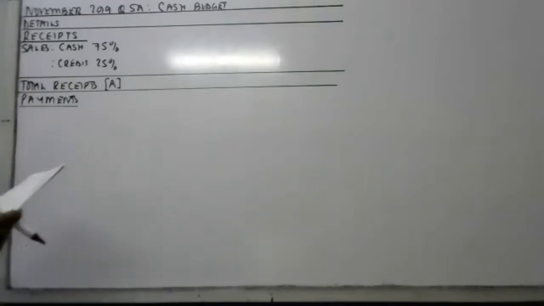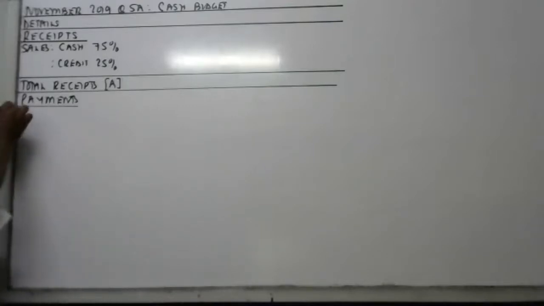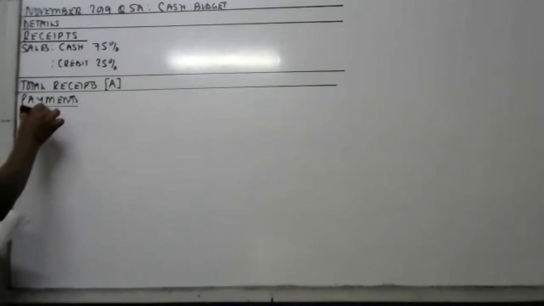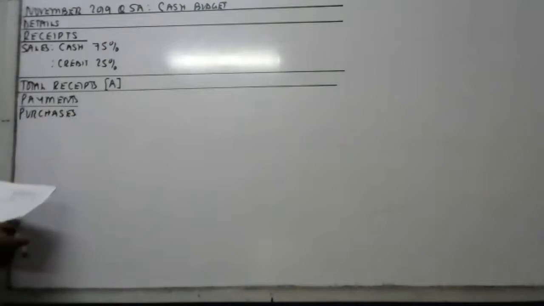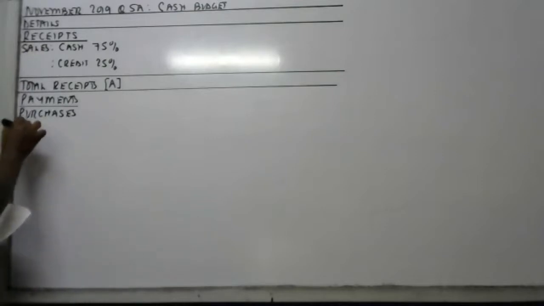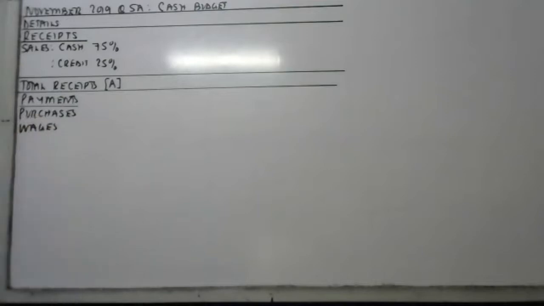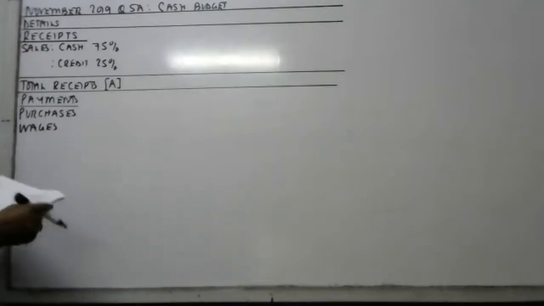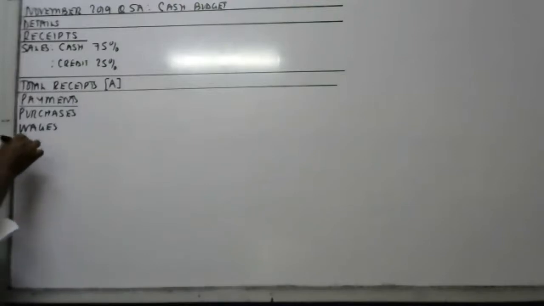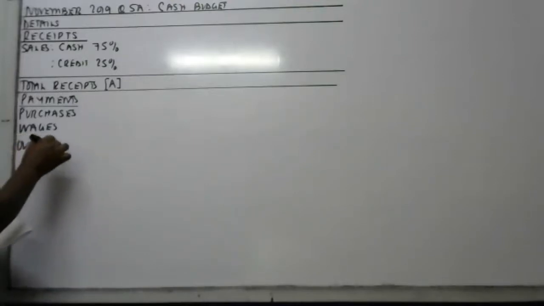So for the payments, according to information 1, we have all purchases are credit and suppliers are paid 2 months after. So the first payment that we shall make is purchases. According to information 3, we are told wages are paid in cash as they become due. So we do have wages. Then we have overheads.